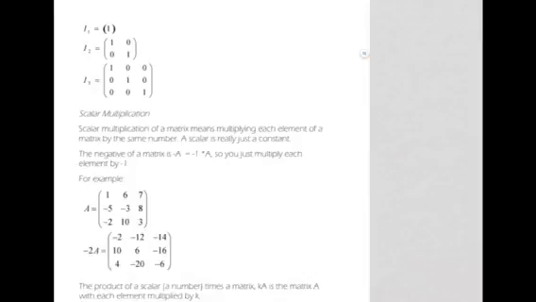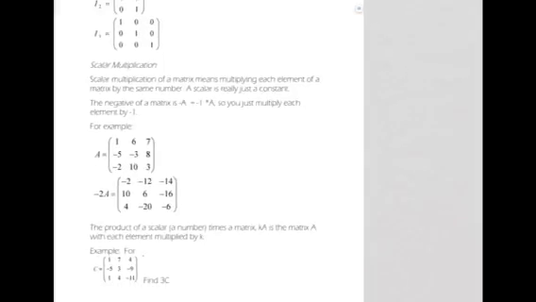Scalar multiplication is pretty straightforward. Scalar multiplication of a matrix simply means multiplying each element of a matrix by the same number. A scalar is really just a constant. We discussed the negative of matrix A, or its additive inverse, we called it, by taking the opposite of A, and that really just meant that you multiplied each element in matrix A by the number negative 1.